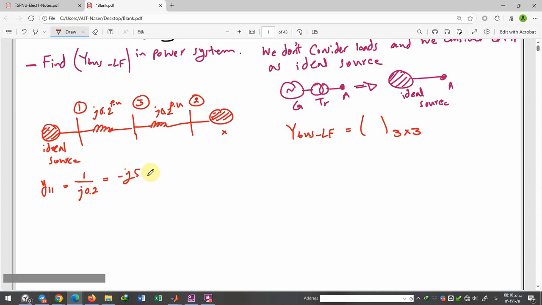Minus j5 is also the value for Y22. But for Y33, considering bus number 3, two elements are connected to bus 3. The inverse of j0.2 plus j0.2, or 2 times j0.2, means minus j10 per unit. All parameters are in per unit.